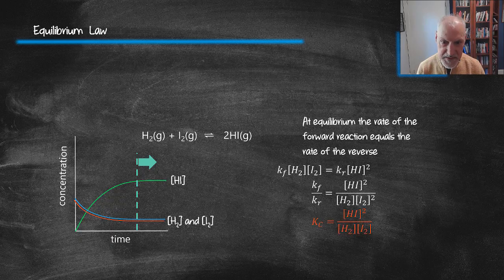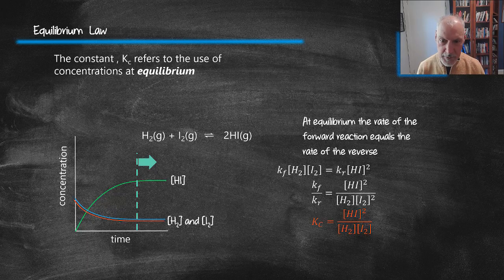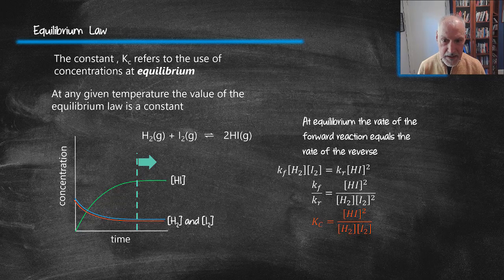We can combine the rate constants to come up with what's called the equilibrium constant. And on the right-hand side, we have the equilibrium law expression. First thing about the equilibrium constant, capital K: you'll see a small c there, and that refers to the fact that we're using concentrations, and those concentrations must be at equilibrium. At any given temperature, the value of this constant can change because the rate constants from which it's derived can also change. So here I'm specifying at 425 degrees C, Kc is 50.